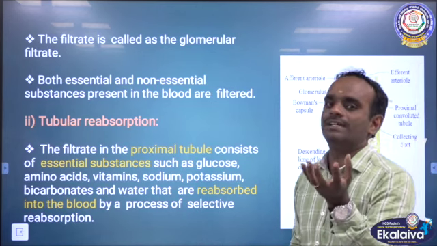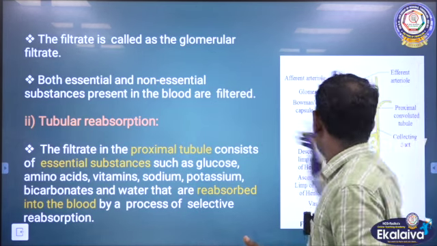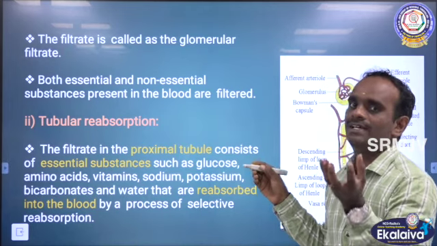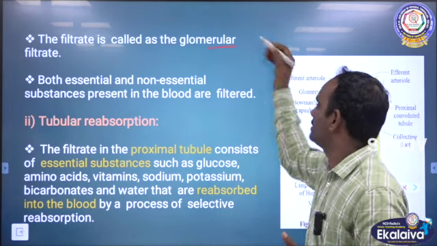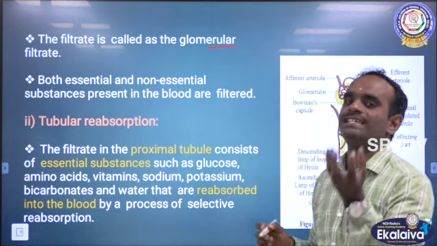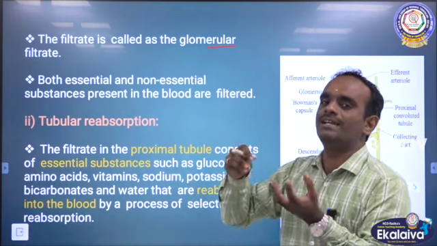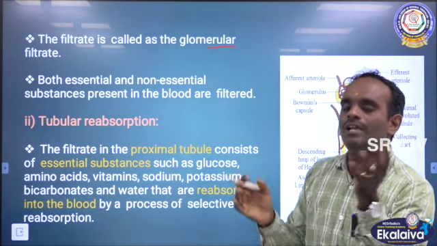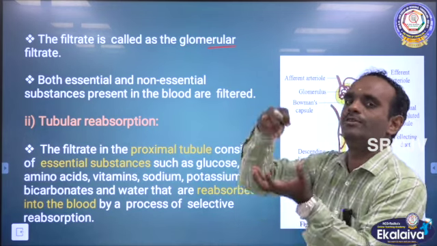The filtrate is called glomerular filtrate. The filtration takes place in the glomerulus, so it is said to be glomerular filtrate. Both essential and non-essential substances are present in the blood. Everything should be filtered in the glomerulus.